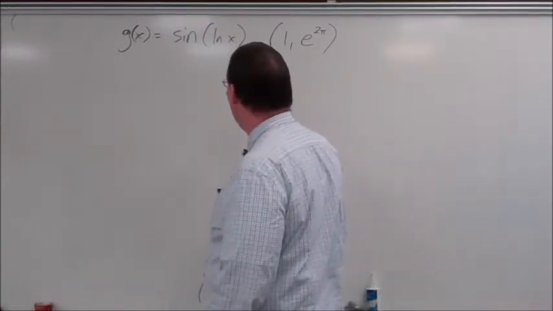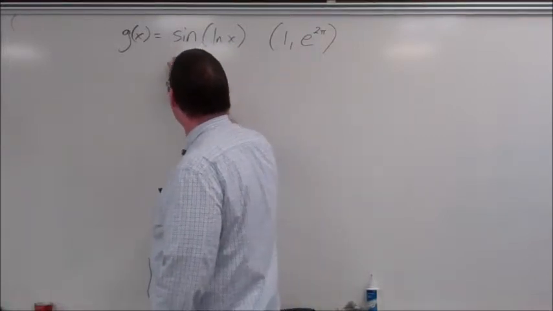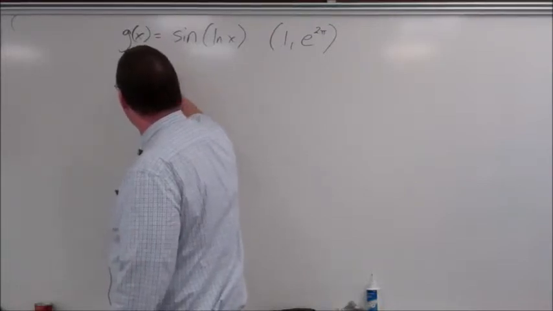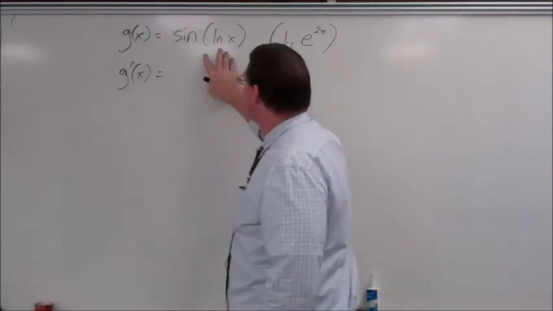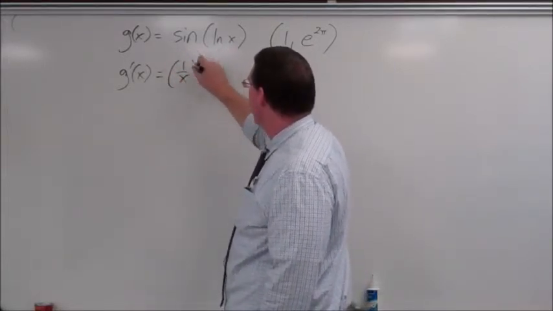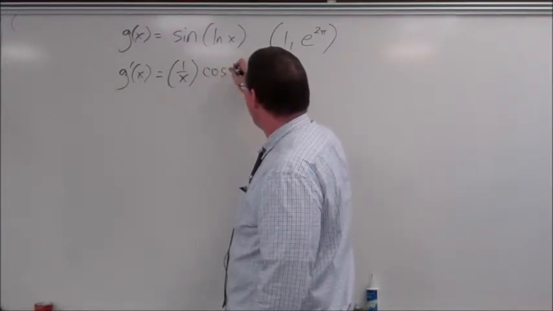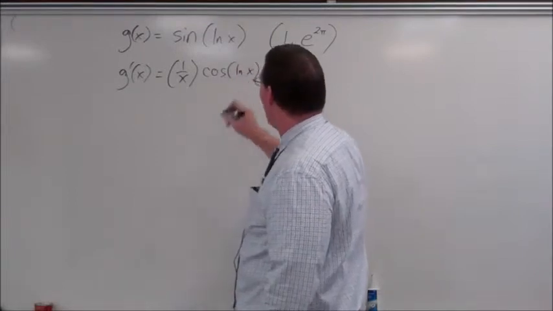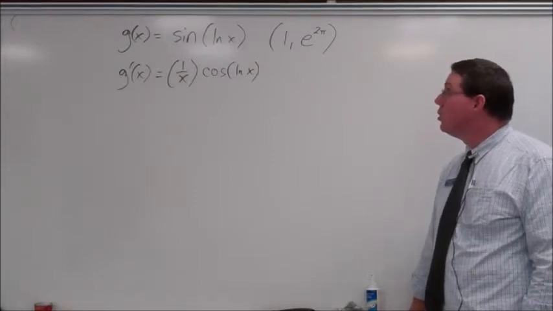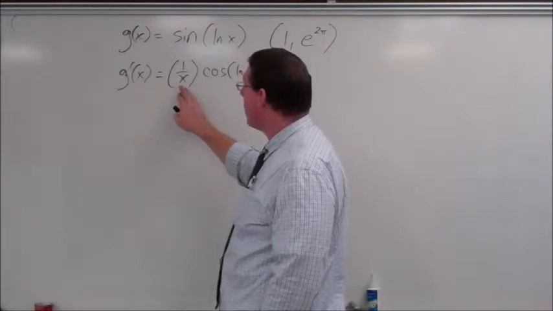Okay, so the only place we're going to have maximums and minimums is wherever the critical values are. So let's identify the critical points, g prime of x. Okay, so this is a chain rule problem. We're going to do the derivative of the inside, which is 1 over x, times the derivative of the outside, which is cosine, and then the inside unchanged, natural log of x. Okay, there's our derivative.